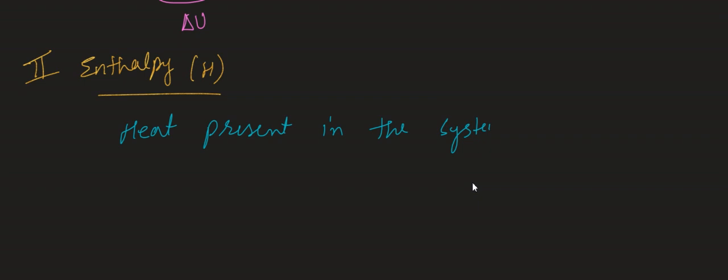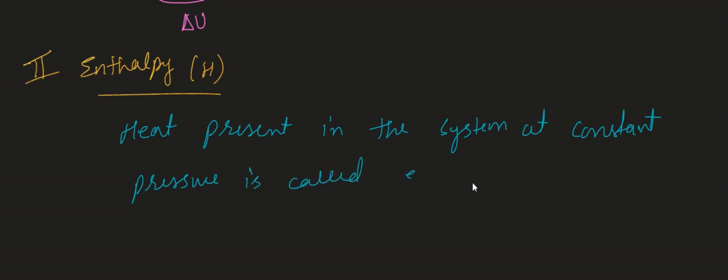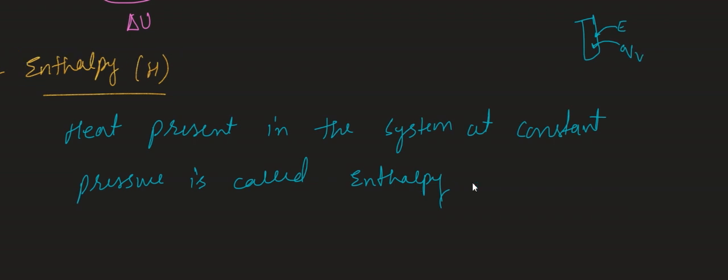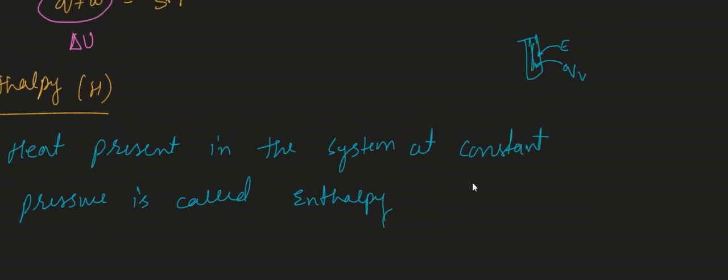Heat present in the system at constant pressure is called enthalpy. Suppose, for example, I'm talking about one pencil. The energy present inside the pencil is called internal energy. Heat present inside the pencil at constant volume. Let me explain again. There is a pencil.